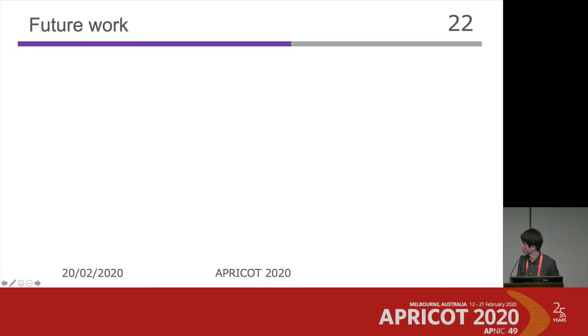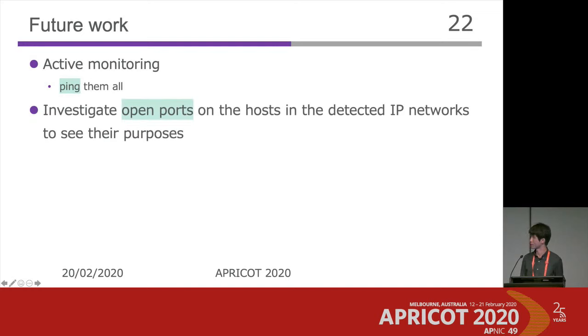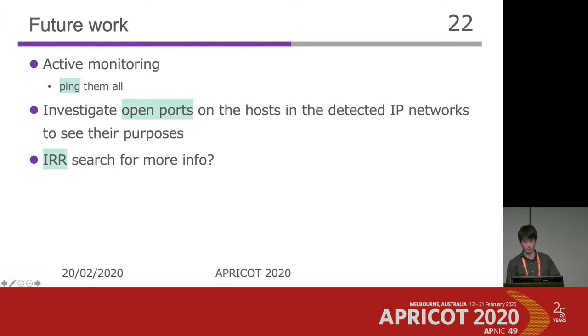And these are the future works we can think of. First, I'm thinking of trying active monitoring. By active monitoring, I simply mean pinging them all. Or if you take a step further, we can investigate open ports on the hosts in the detected IP networks to see their purposes. And maybe we can do some search on the IRR database for more information. If there's any interesting or peculiar entry in the IRR, there might be a chance of the detected prefix being used for malicious purposes.